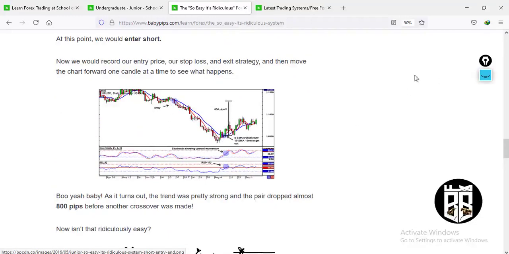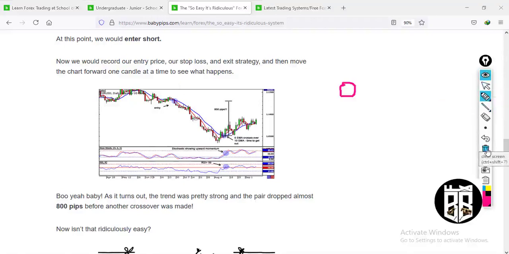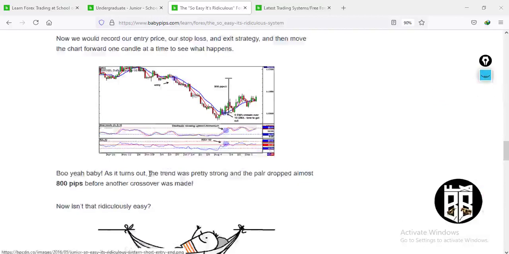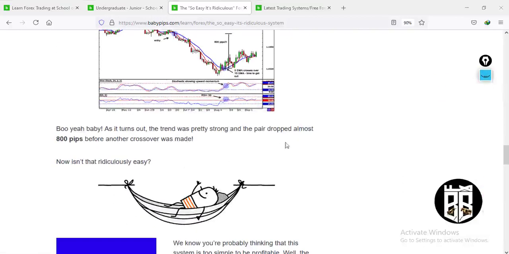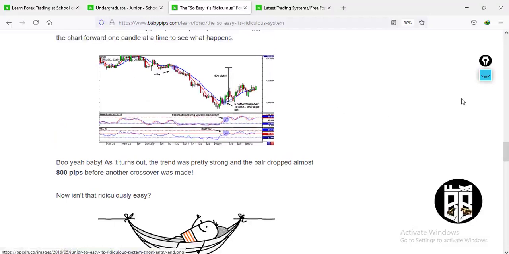Once the short was entered, everything pointed directly to the downside. What happened? You notice that price did short in this area here, and price slumped all the way down. At this point the SMAs, simple moving averages, again crossed in this area, and that's an exit strategy. We should exit the trade, and from this trade you would have gotten about 800 pips. Stay in this trade for like a month, you'd have gotten 800 pips.